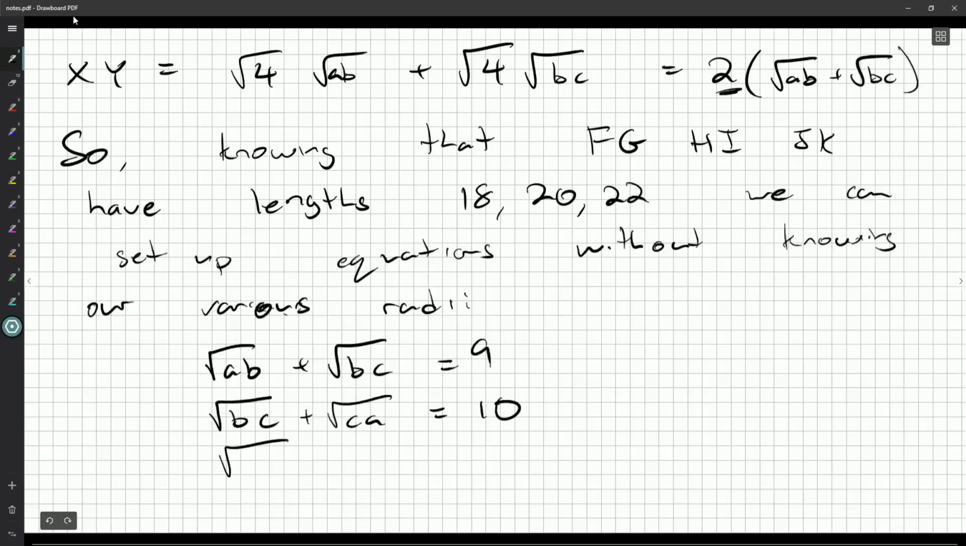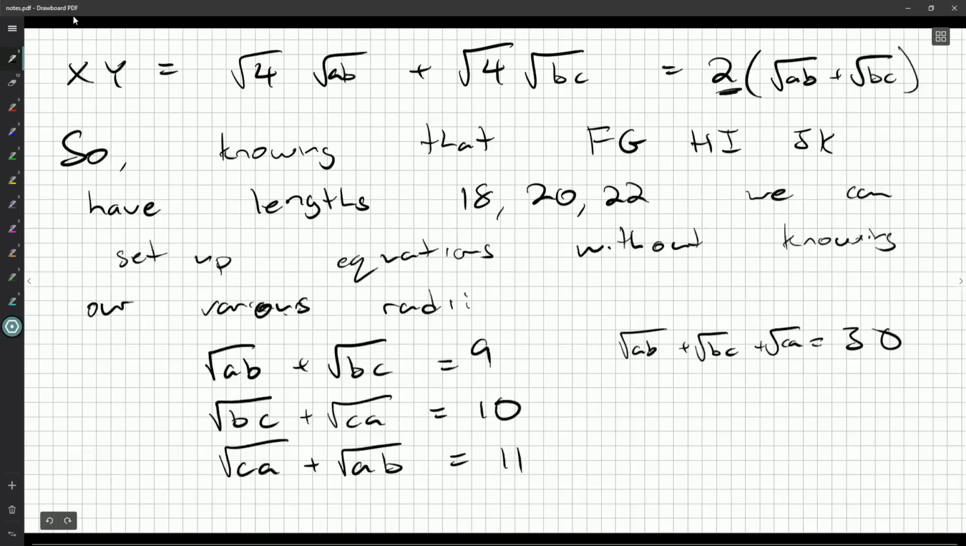And then root CA plus root AB is equal to the other one, so 22 divided by 2, which is 11. So I can add all these up, and I'll get 30 is equal to root AB plus root BC plus root CA.